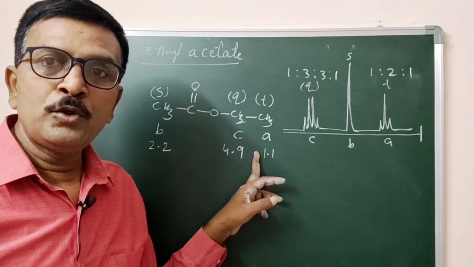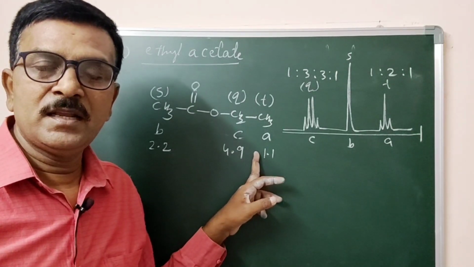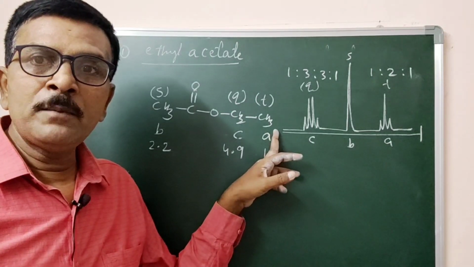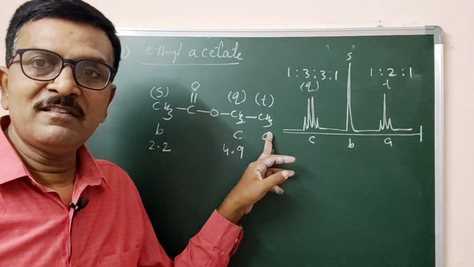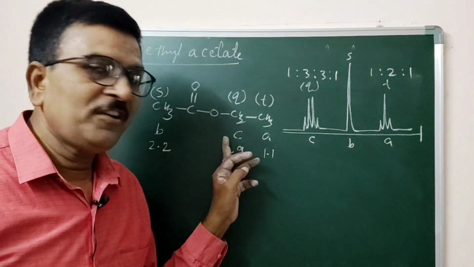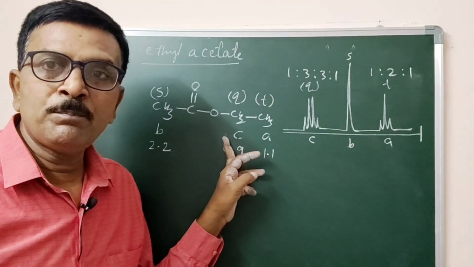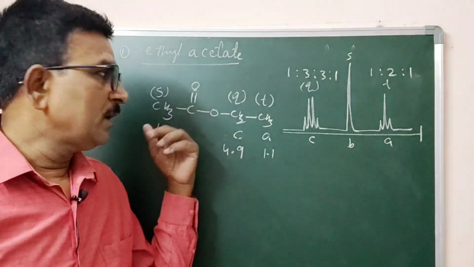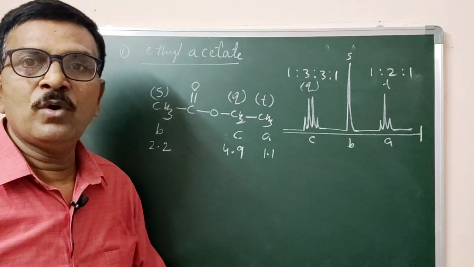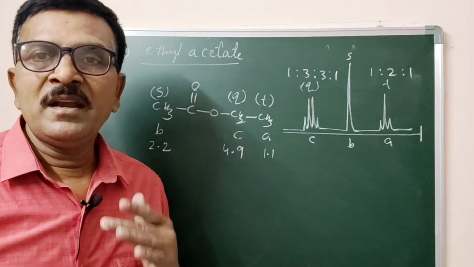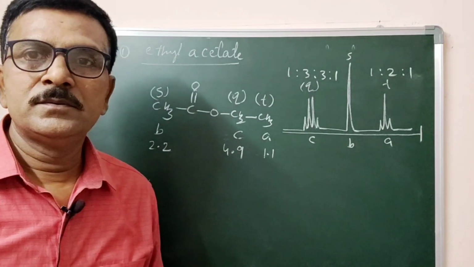After that, you have to find out the multiplicity. For the A proton, according to the n+1 rule, 2 plus 1, it is a triplet. Why triplet? Because it has two adjacent protons. For the C proton, it is coupled with the 3 protons of CH3, therefore quartet. Now for the B proton there is no adjacent proton. Therefore it appears as a singlet.